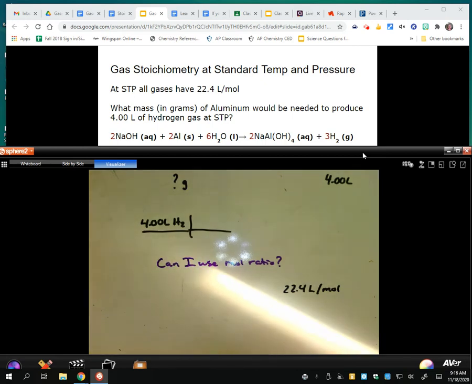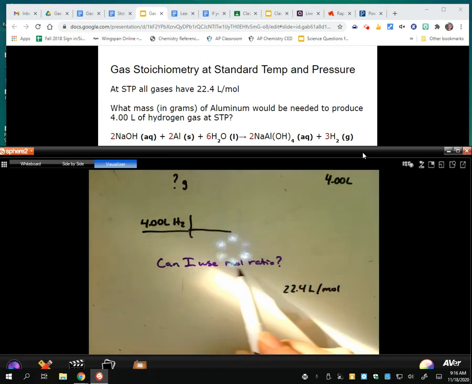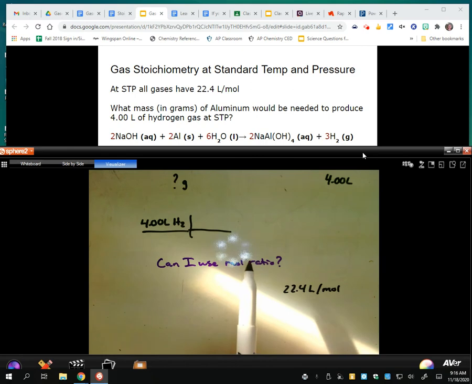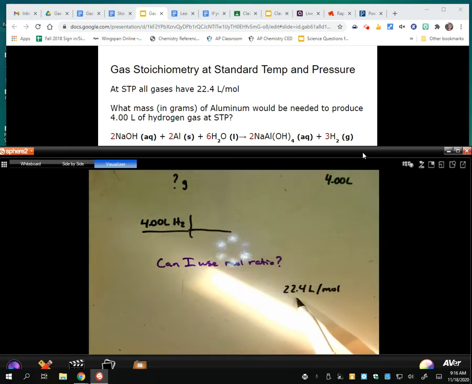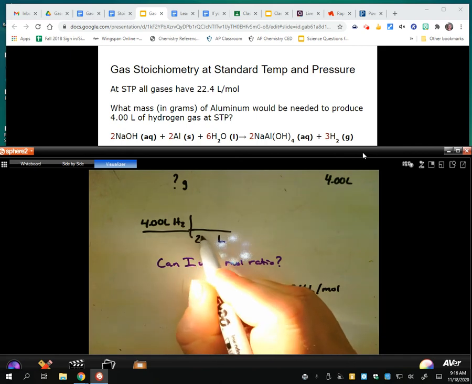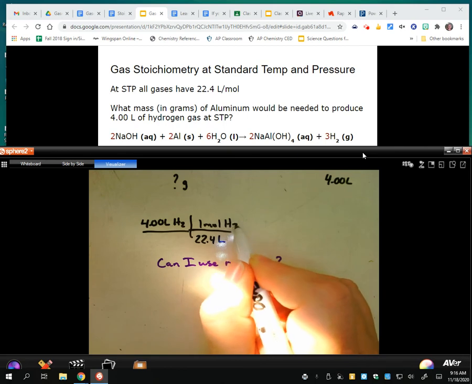All right. So I have 4 liters here, and I want to ask myself this guiding question: can I use mole ratio? The answer is no, because I have liters here. But I have to use mole ratio to move around in a chemical reaction, to go from one thing to another. So I need to get liters to moles. And since it is at STP, I can use this conversion factor to do that. Liters are here, so liters have to go here, and there are 22.4 liters in 1 mole of any gas, and we're still talking about hydrogen gas.